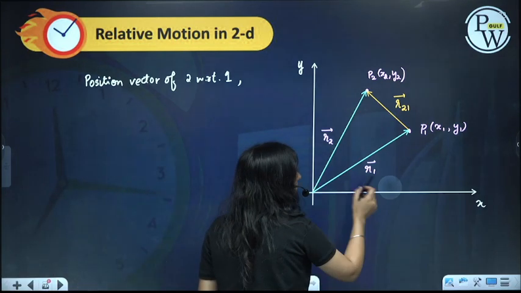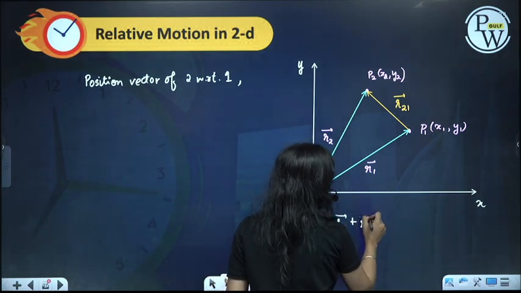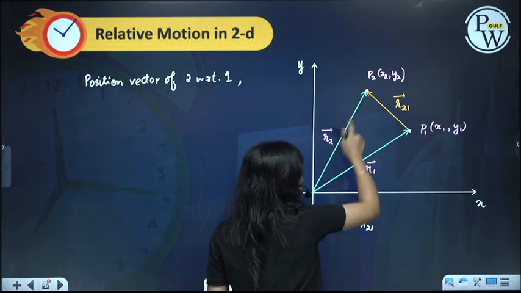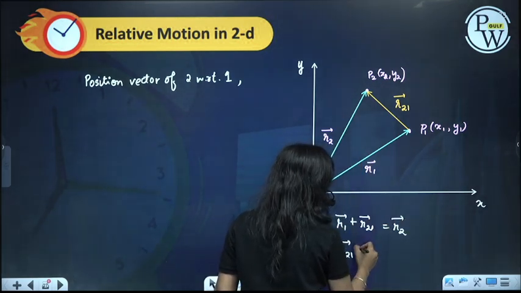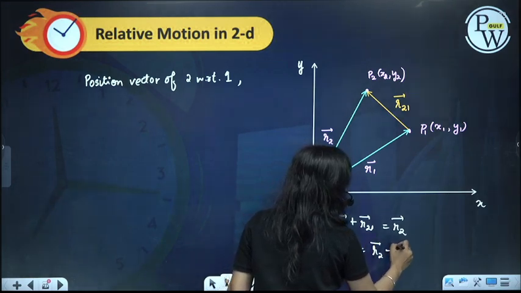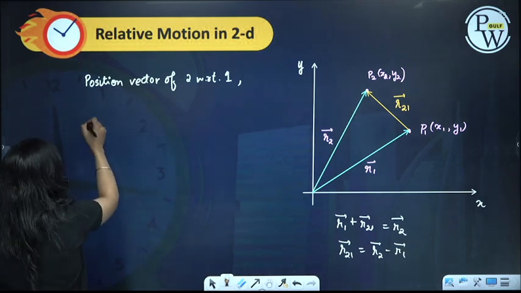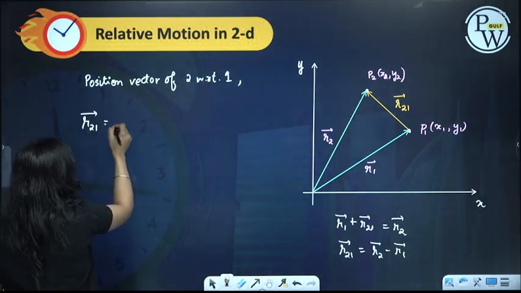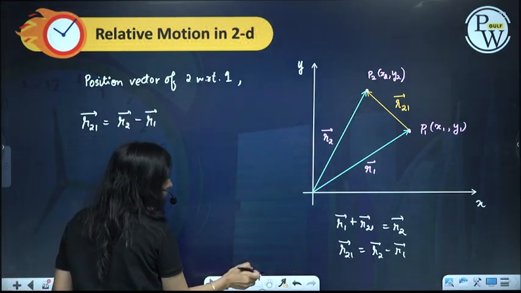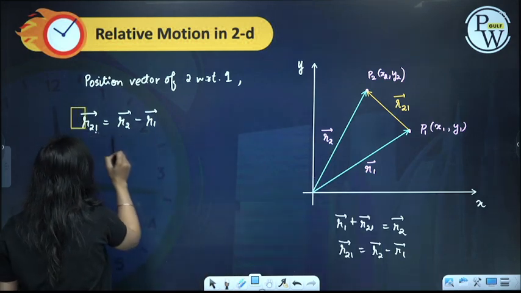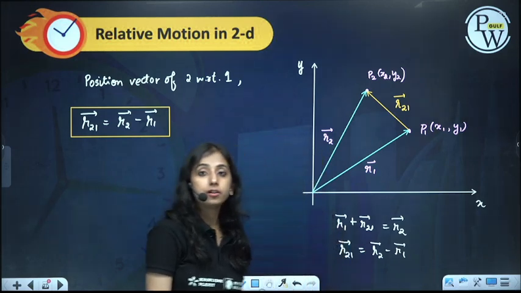Now apply the triangle law of addition. What we will have is r1 plus r21 should be equal to r2. So from here r21 will be equal to r2 minus r1. And what is my position vector of 2 with respect to 1? It is equal to r21, which is equal to r2 minus r1. This is how we define relative position.